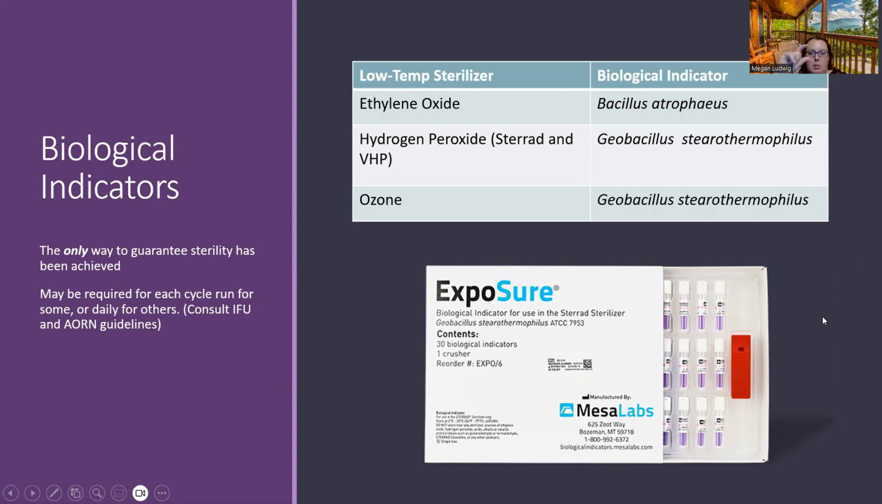They come in like a little vial of those, and inside are literally spores of this particular bacteria. This one is Geobacillus stearothermophilus. Isn't that a fun word? So that is actually used in multiple, SteriRad, ozone, in your low temperature, but also in the steam sterilizer for your high temperature, okay? And then your ETO uses Bacillus atrophaeus, right? So those might be certification test questions as well.